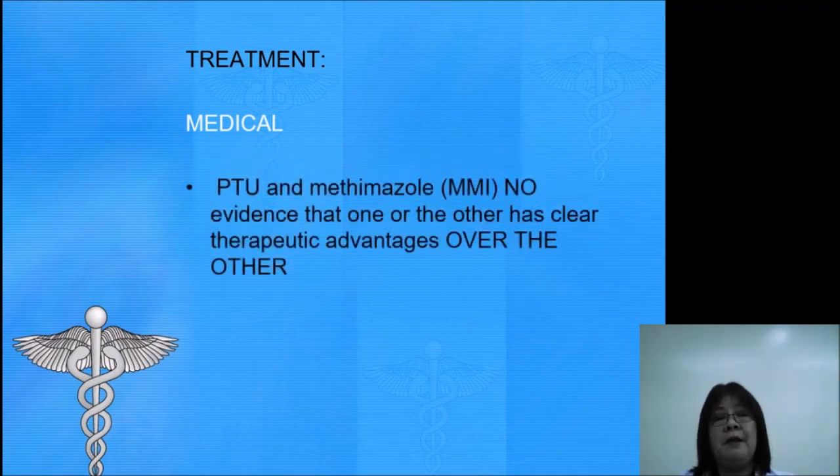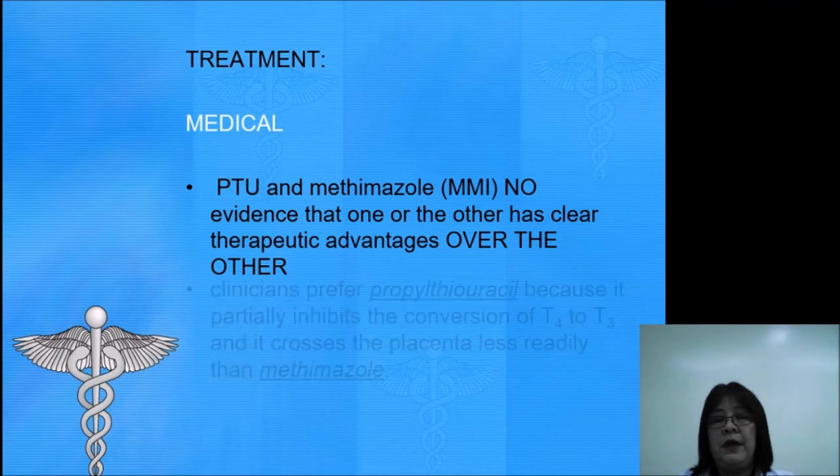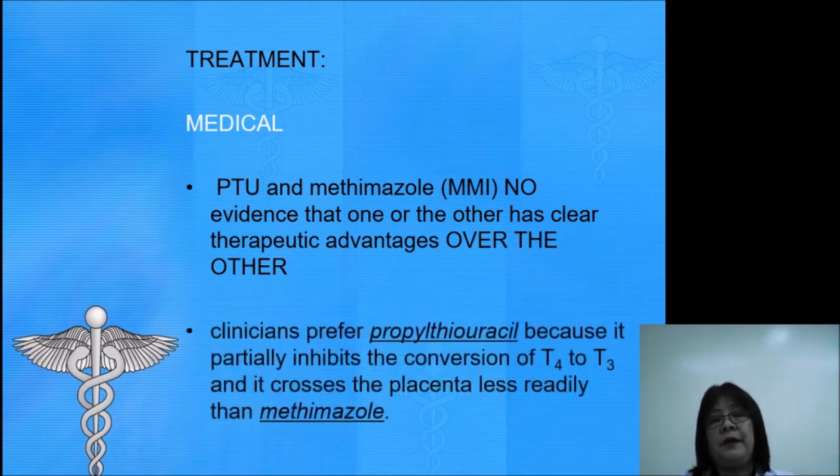There are two available, propylthiouracil and methimazole. But there is no evidence that one or the other has a clear therapeutic advantage over the other. However, most of us will prefer propylthiouracil, because it partially inhibits the conversion of T4 to T3, and it crosses the placenta less readily than methimazole. And please remember that methimazole is contraindicated in the first trimester of pregnancy.